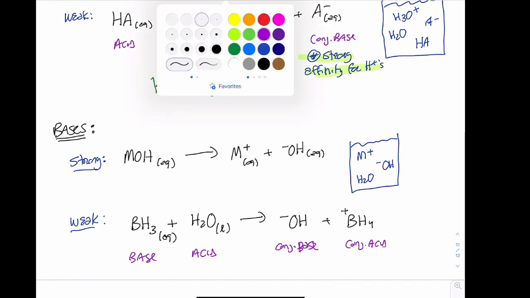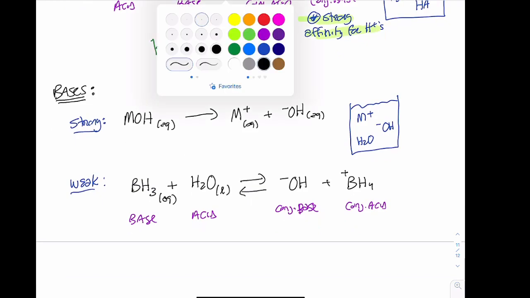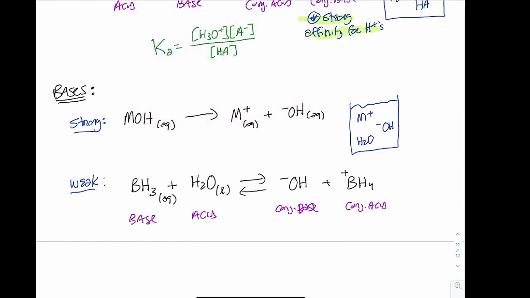And then because this is a weak one, that conjugate acid can donate a proton back to that conjugate base, going back to form BH3 in water. And my conjugate acid here, right, this can donate its protons, right? It is ionizable, right? It can donate that proton.